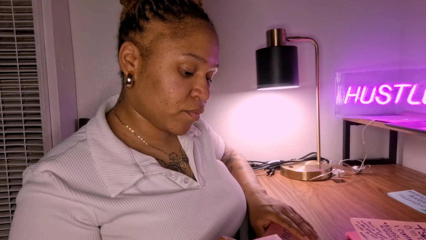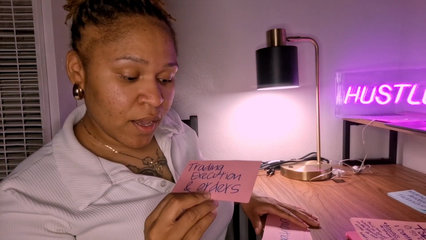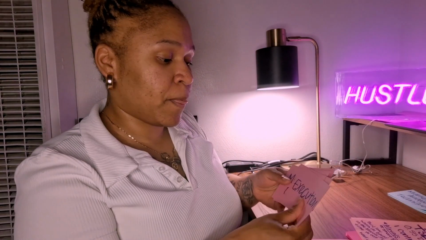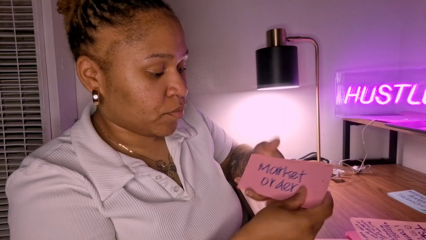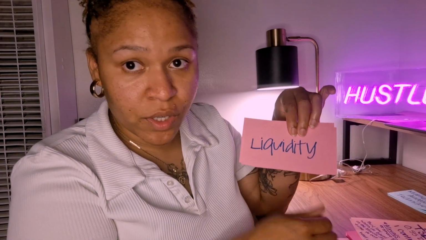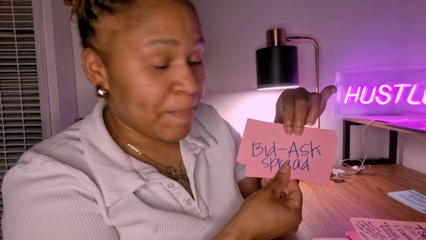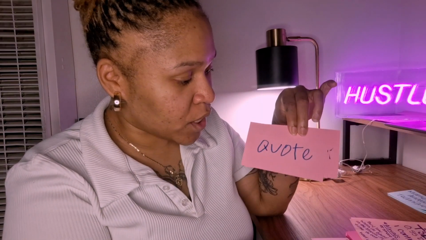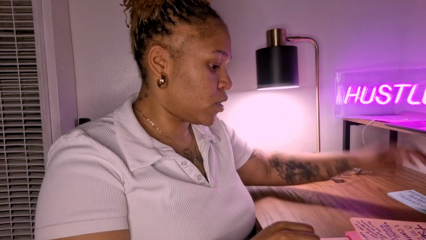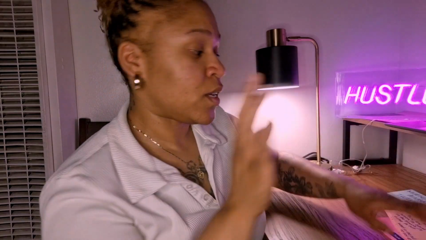Okay, let's recap. Trading, execution, and orders. So, execution, market orders, stop loss orders, limit order, liquidity, bid ask spread, rolling options, quote, block trade, order book. And finally, and then I'll let you guys rewind this a bunch of times and take notes because you want to be a millionaire trader.